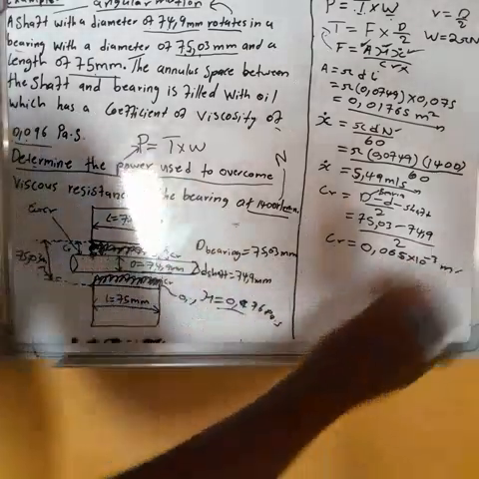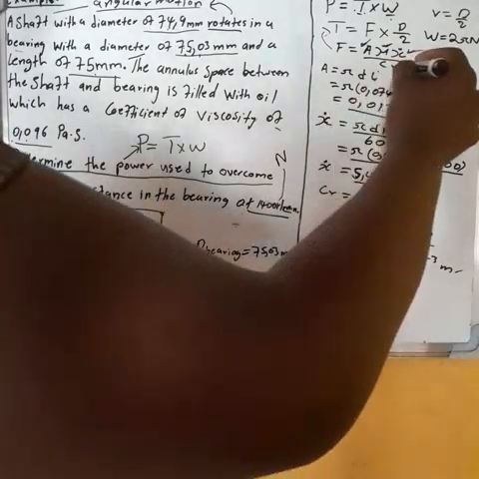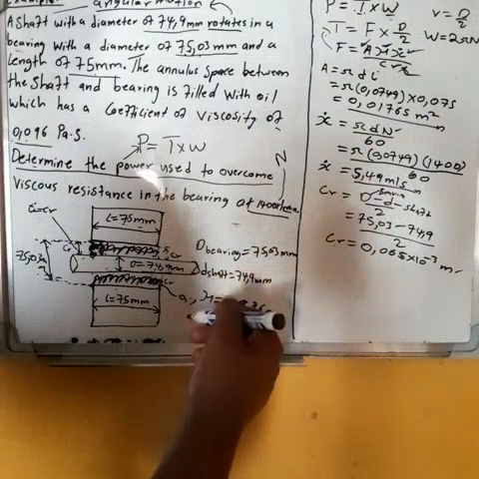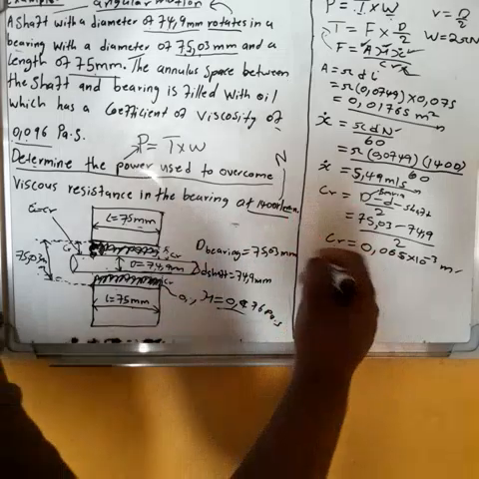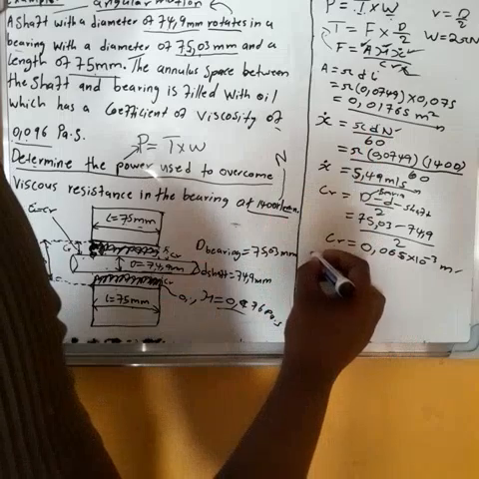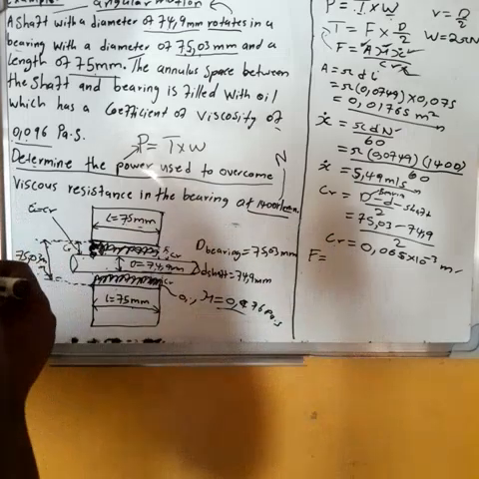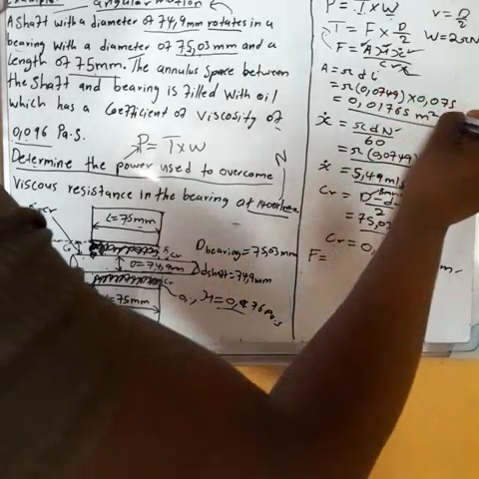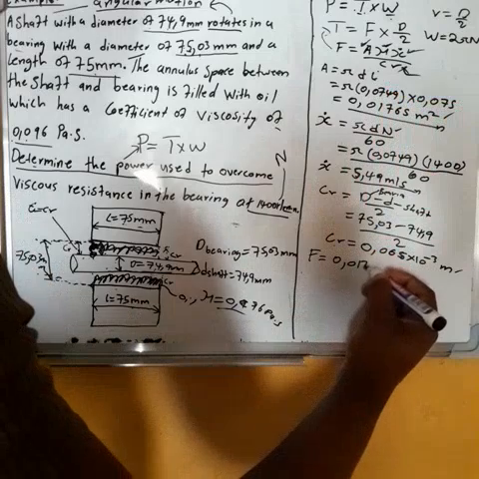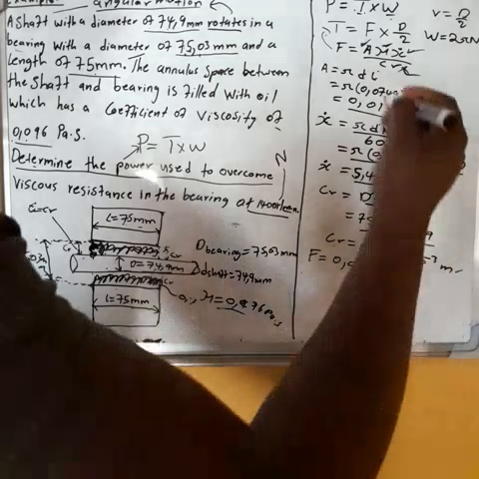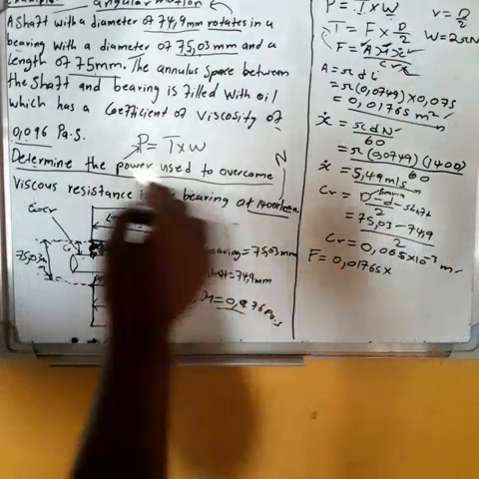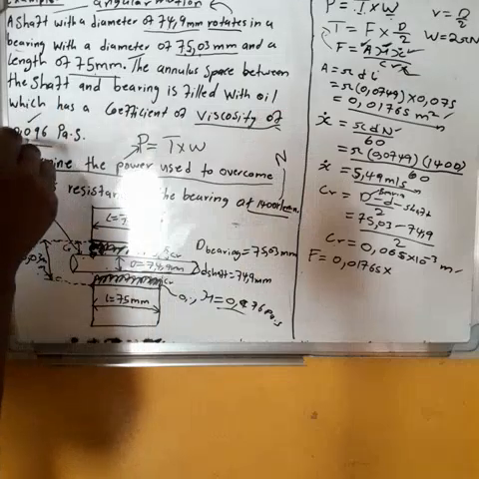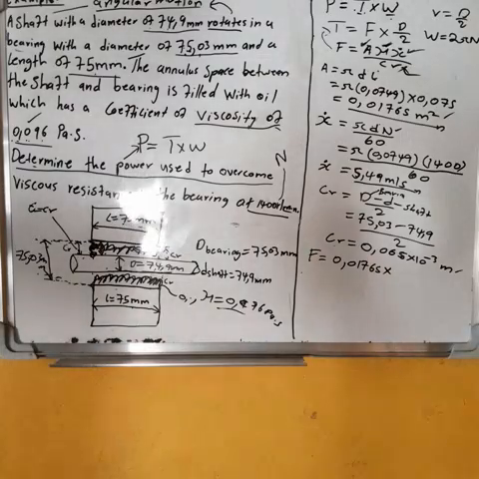Now we have this clearance, so we can calculate the force. The force will be equal to the area, which is 0.01765, multiplied by the coefficient of viscosity, which they have given us here as 0.096.